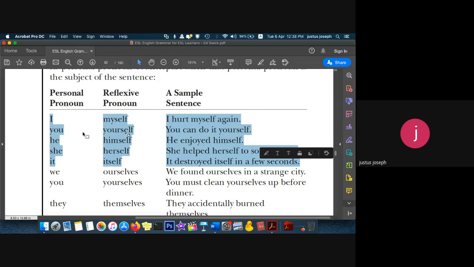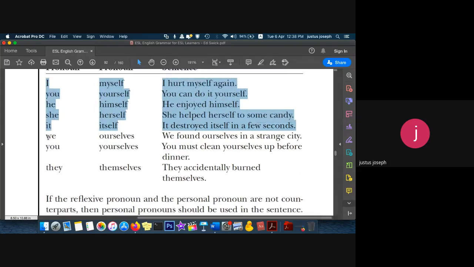Are they singular or are they plural? Look at them. Singular. Now let's look at the plural forms below that: we, you, they. We becomes ourselves. You becomes yourselves. They becomes themselves. So look at the sentence: we found ourselves in a strange city.